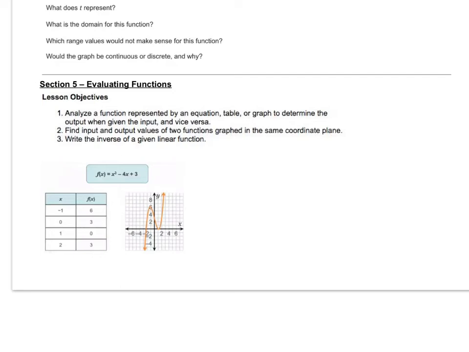This is a video over section 5, which is about evaluating functions. What we want to talk about today is how to analyze a function represented by an equation, table, or graph to determine the output given the input and vice versa. We want to find input and output values of two functions graphed on the same coordinate plane. And then we want to be able to write the inverse of a given linear function.